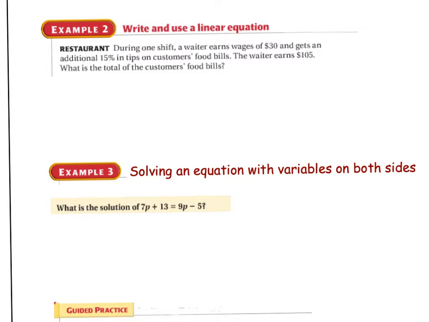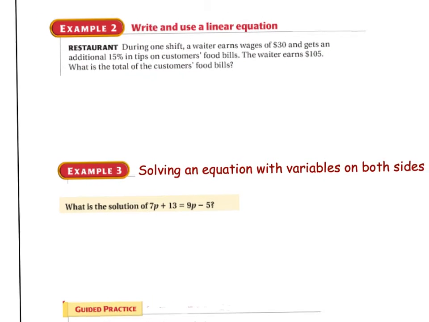Example 2 is one where sometimes you need to write a linear equation before you can solve it. So we'll read it together. It says, during one shift, a waiter earns wages of $30 and gets an additional 15% in tips on a customer's food bill. The waiter earns $105. What is the total of the customer's food bills? So we need to start off and write down, well, not everybody likes to do this, but it sometimes helps, how much is this guy making?